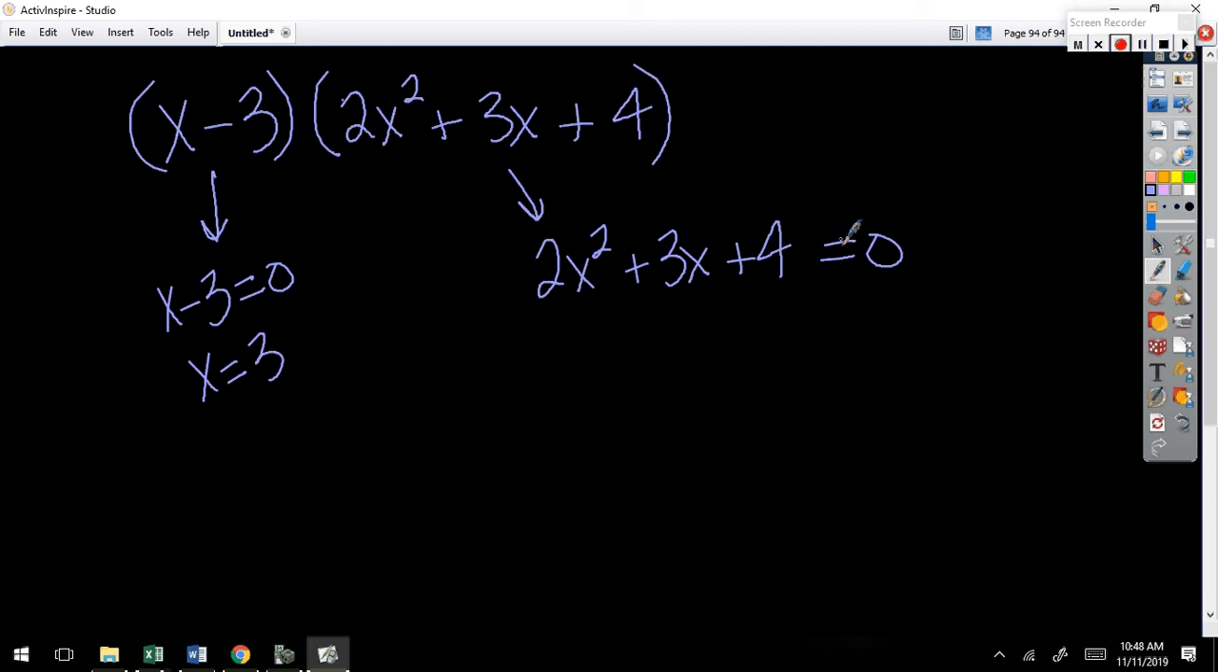Complete the square. Quadratic formula. Okay. Any of that to solve that quadratic, we can do at this point, right? Because we have a quadratic.